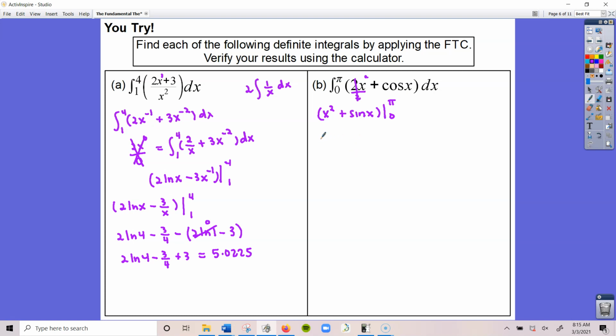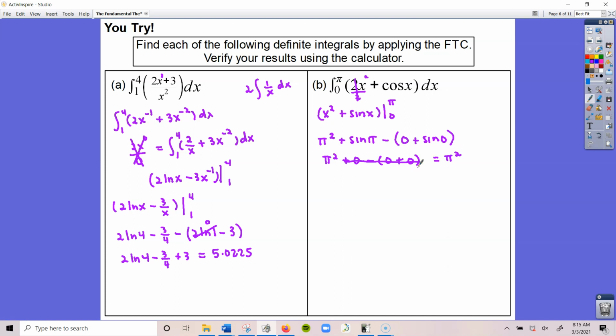So now we plug in the pi and we get pi squared plus sine of pi, minus 0 squared, which is 0, plus sine of 0. Now we have pi squared, the sine of pi is 0, minus, and then we have 0 plus the sine of 0, which is also 0. So this is all basically 0. So our answer here is pi squared.